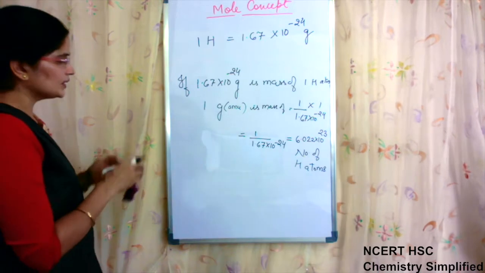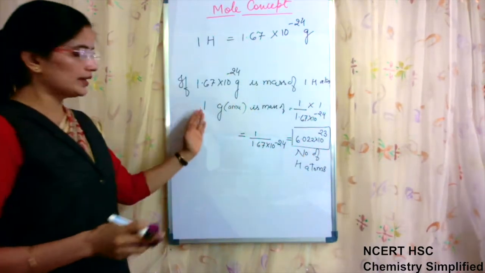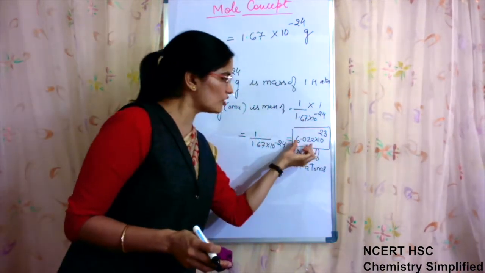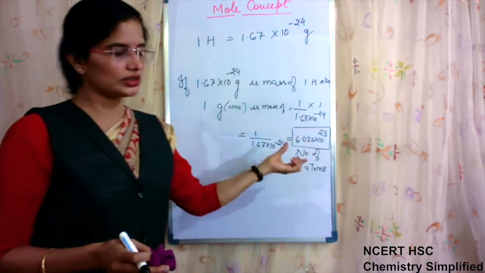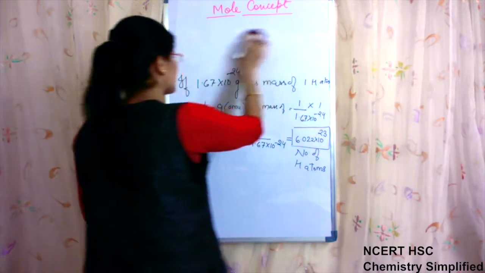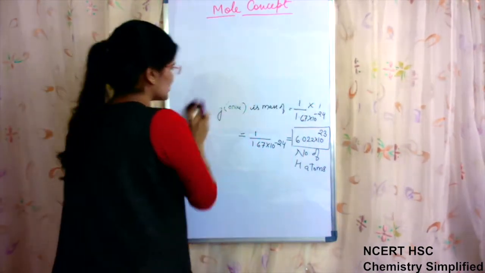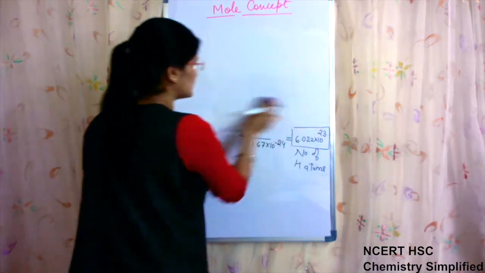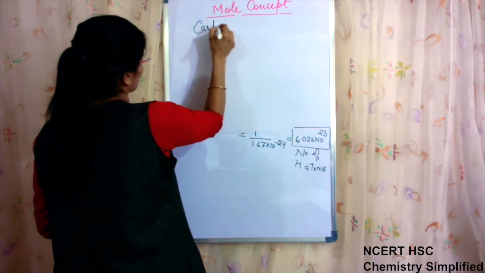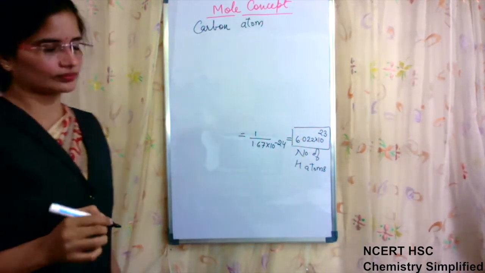So we got this value: the 1 gram we are writing is the mass not of one hydrogen atom, but of these many hydrogen atoms. Then the same thing which we discussed for the hydrogen atom was also discussed for other atoms. We cannot take all, but we will take the example of carbon, because carbon is used as the standard. Same thing we will do for the carbon atom.